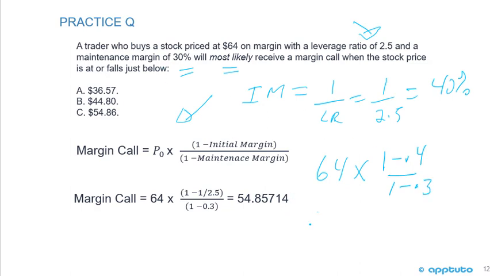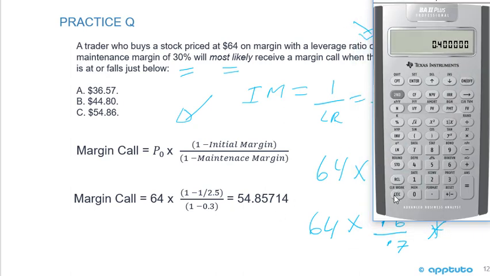So we can see it's going to be $64 times 0.6 divided by 0.7. And again, that number's got to be less than 1. You're not going to get a margin call at a stock price higher than your initial price, okay? So that's why I said these questions are fairly easy to do and fairly easy to memorize the formula. So I'm just going to bring up the calculator then.